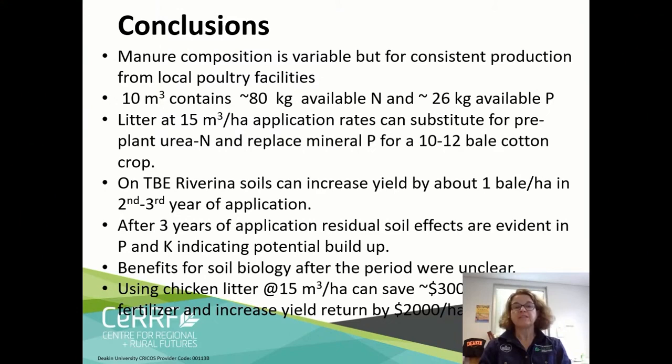But there is an indication that K and P are starting to build up, and this might need to be managed. The benefits for soil biology were unclear, and similarly for carbon, although we only looked at TOC, there were no changes. Using chicken litter at 50 meters cubed can potentially save about $300 per hectare in mineral fertilizer and increase your return by about $2,000 per hectare in 3 years.